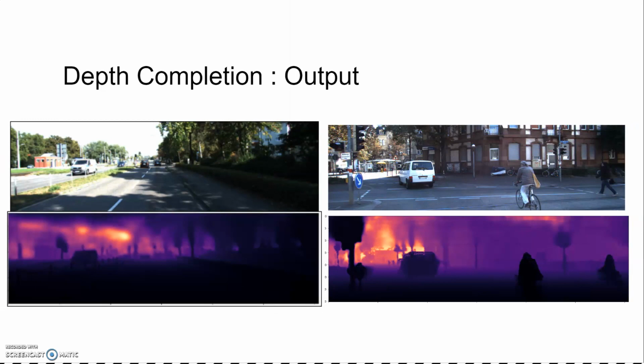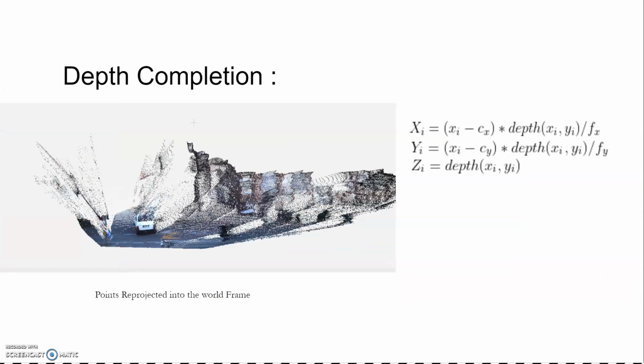The results of depth completion network is shown. Using the output of the depth completion, we can reproject the image points into the world frame using the intrinsic camera parameters.